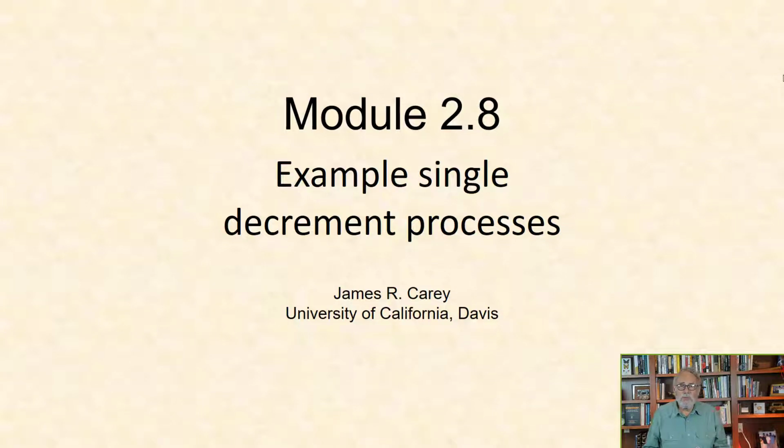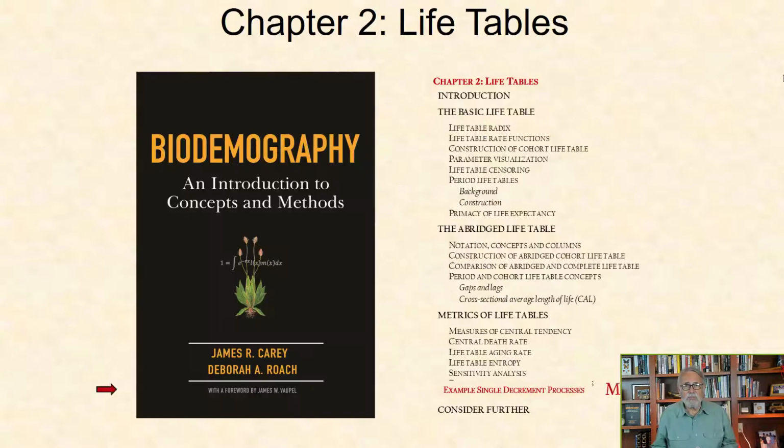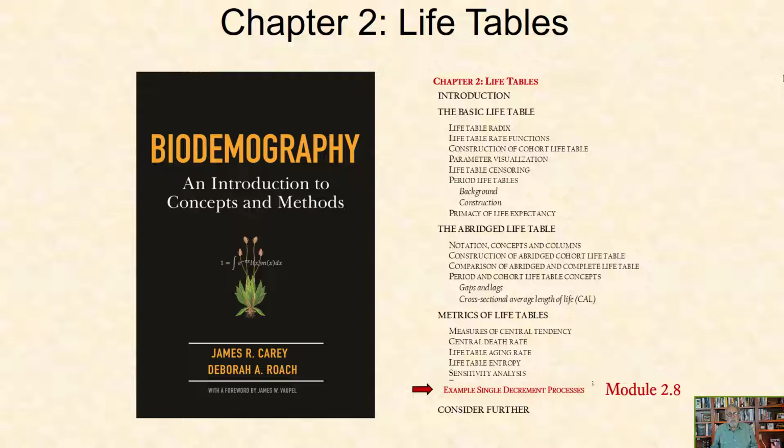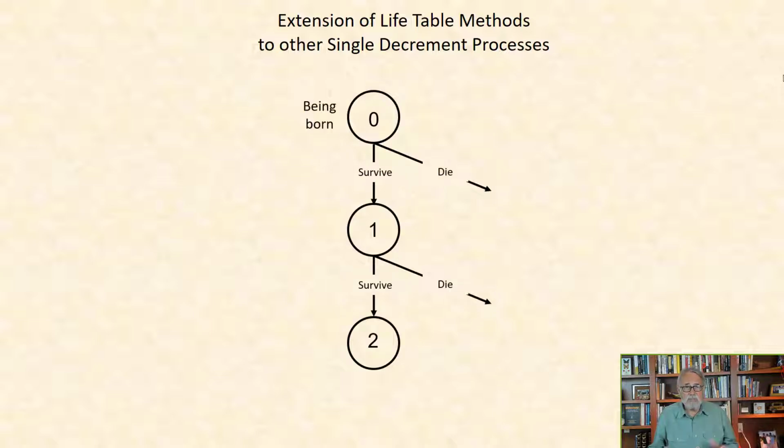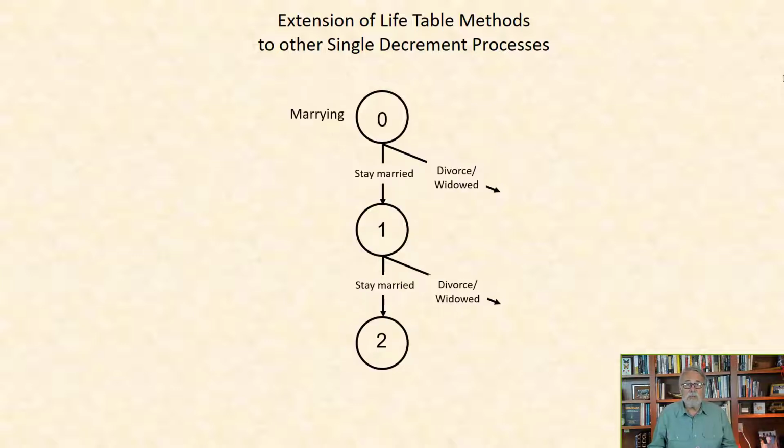In this module of Chapter 2 on life tables, Module 2.8, I briefly describe applications of the life table method that can be used to analyze different types of single decrement processes. The general concept is applied to processes that can be dichotomized as entry-exit concepts. For example, being alive is the original state and exiting life by dying is the transition out of the live state. The same process can be applied to marriage.